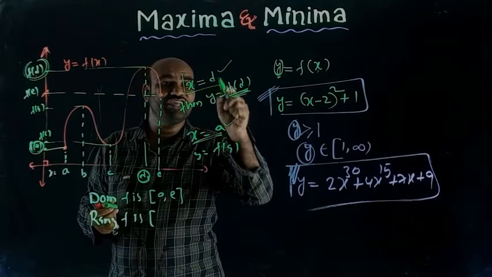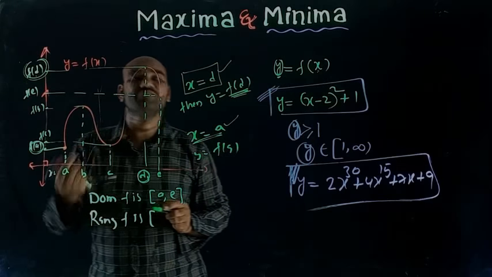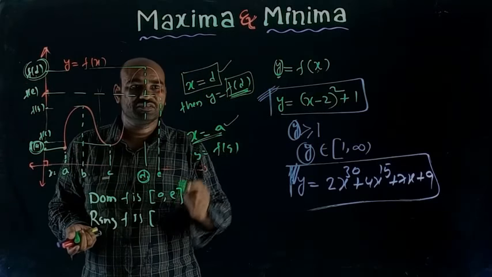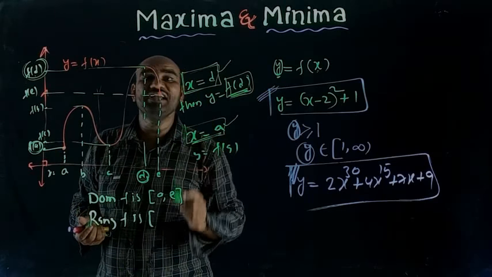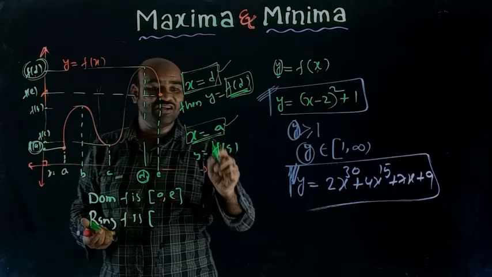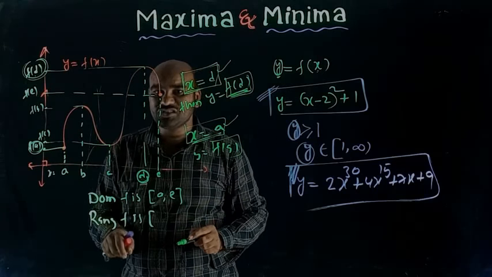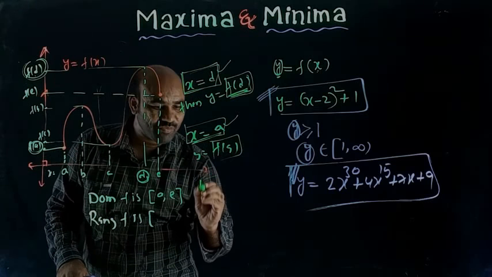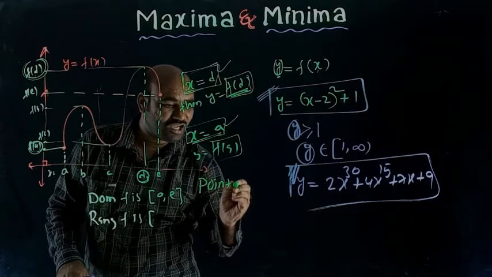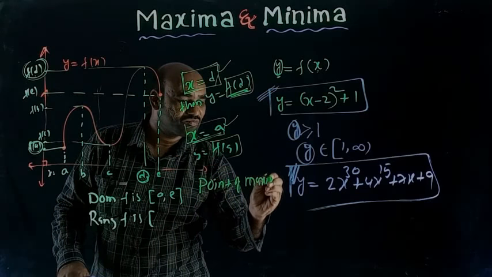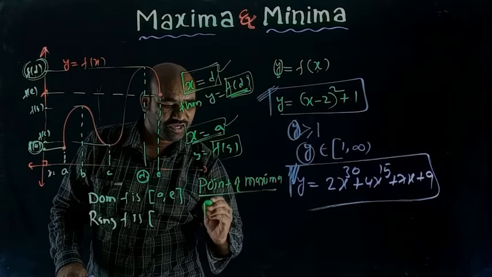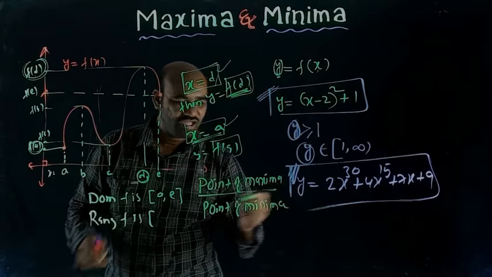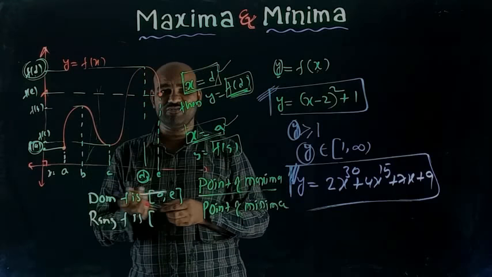So this x equal to d is called the point of maxima, and f of d is called the maximum value. And x equal to a is called the point of minima, and f of a is called the minimum value of the function. Understood? Important words: point of maxima and point of minima.